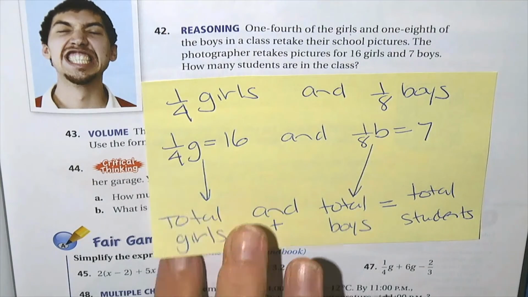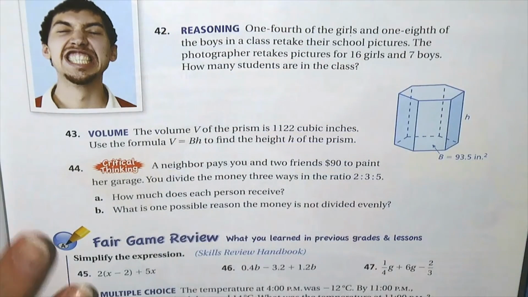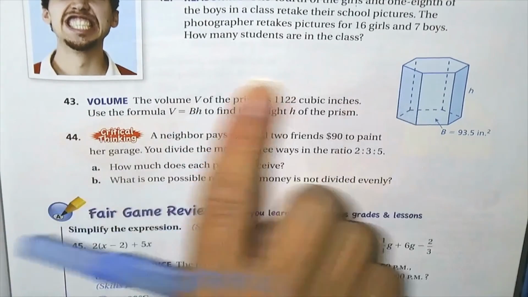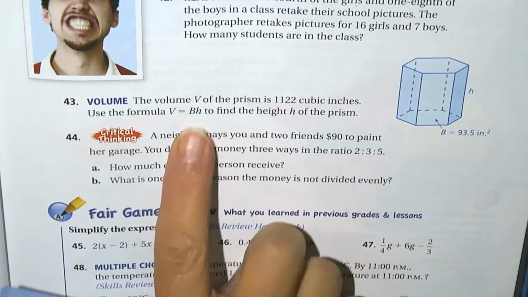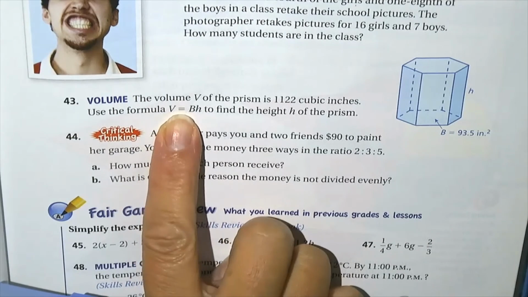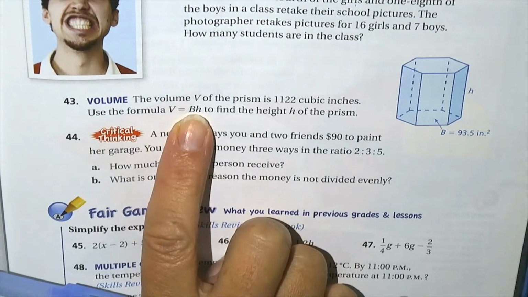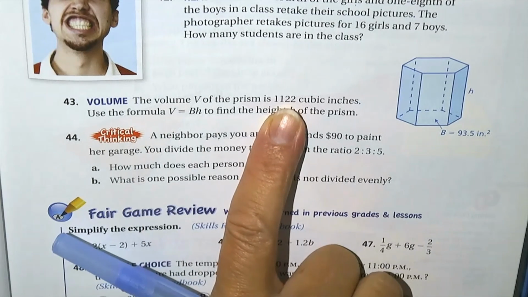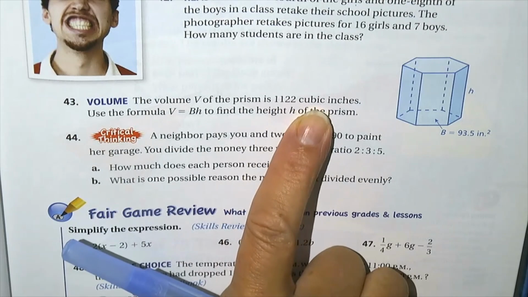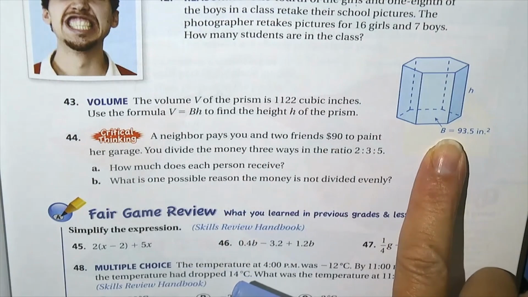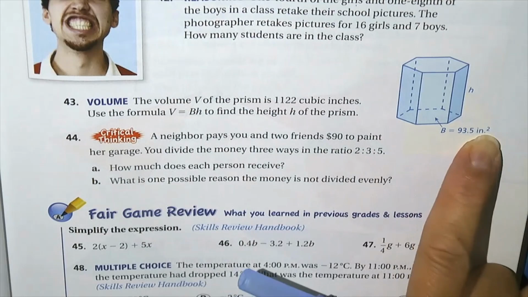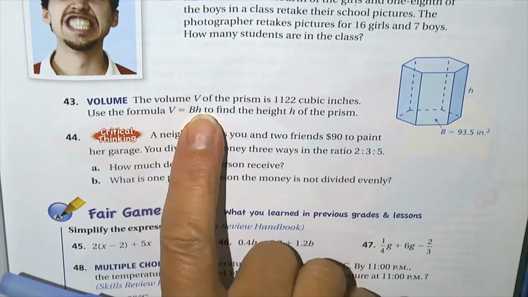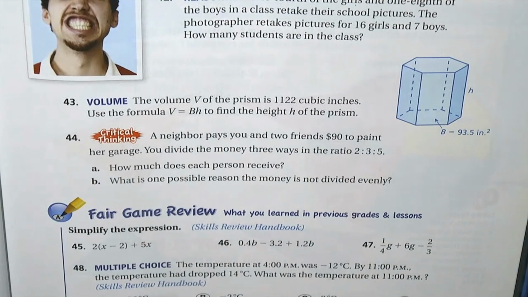And then last but not least, number 43. I am not going to set this one up for you because they've already given you the equation. Volume equals base times height. They're giving you the volume, 1,122 cubic inches. And they're giving you the base, 93.5 inches squared. So if you have the volume and the base, can you figure out the height? Yes. I hope so.